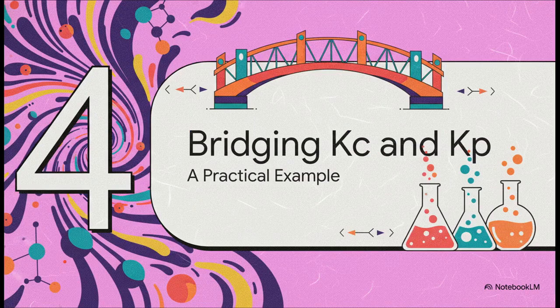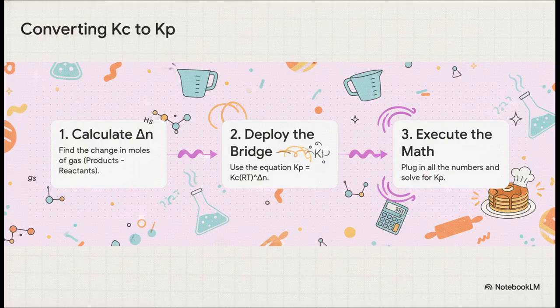So now we know how to find Kc. The next logical step is to use our awesome bridge equation to translate that value into its pressure-based twin, Kp. And the process is just a simple three-step recipe. First, you calculate the change in the number of moles of gas, delta N. Second, you write down our bridge equation, Kp equals Kc(RT)^delta N. And third, you just plug in all the numbers and do the math to find the answer.